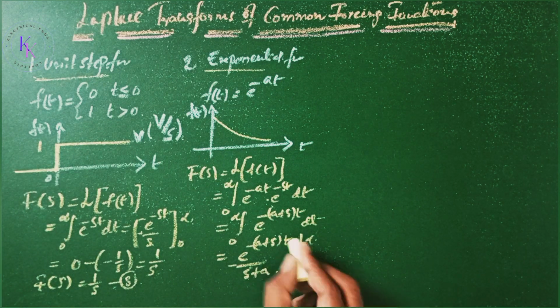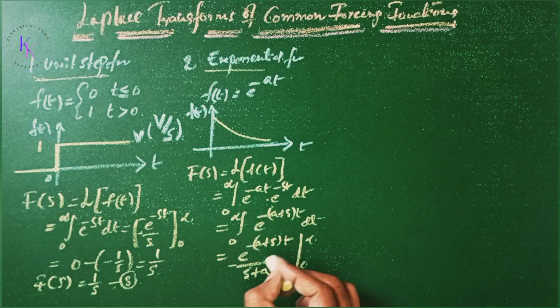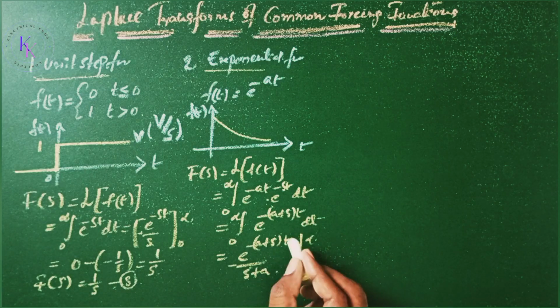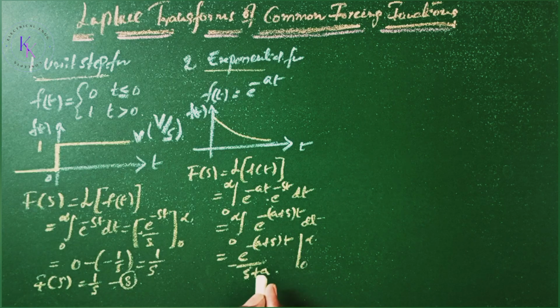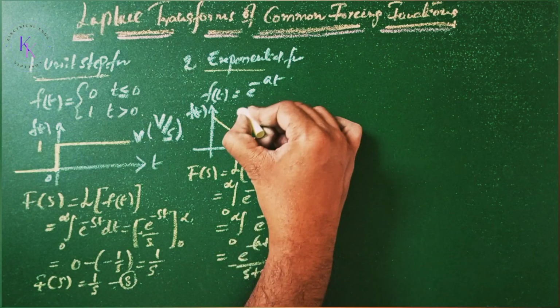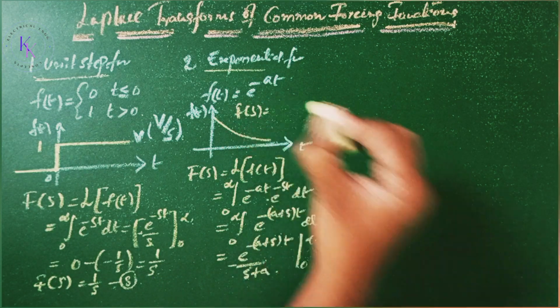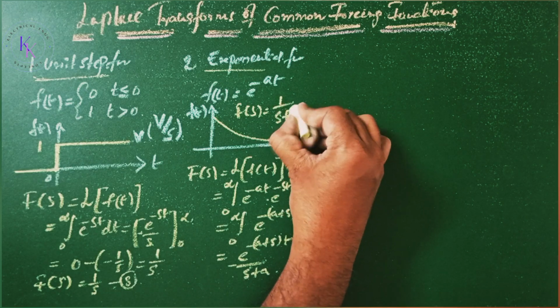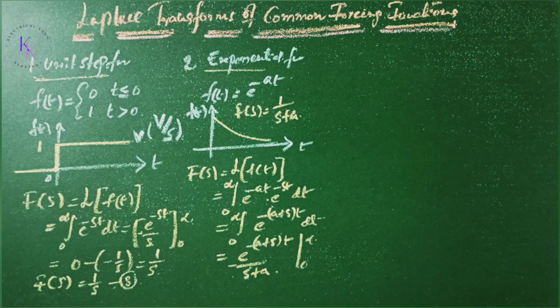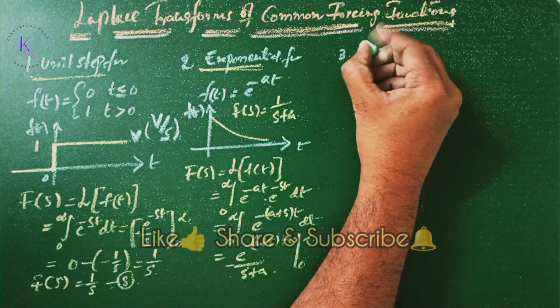Now for the infinity value, if you substitute infinity, this will become 0. For the 0 value, it will be 1, and minus of minus gives plus. So F of s finally, for this function, is given by 1 by s plus a for the exponential function. Now the third one, the sinusoidal function.